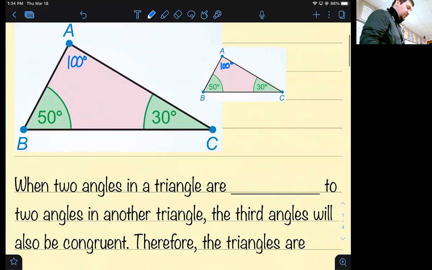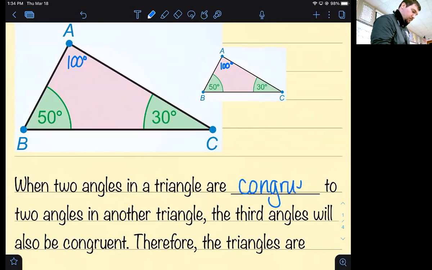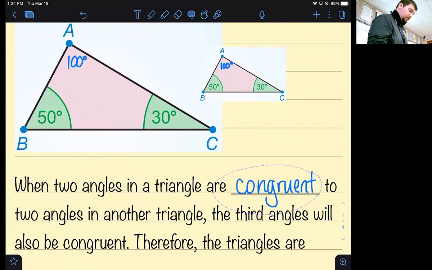Now, it says when two angles in a triangle are congruent to two other angles in a triangle, the third angles will also have to be congruent, because we know they'll have to add to 180. So what this is saying is if I know what two of the angles in my triangle are, I should know what the third angle is. Let's pretend I don't. I should be able to find it. Let's just say I only know two.